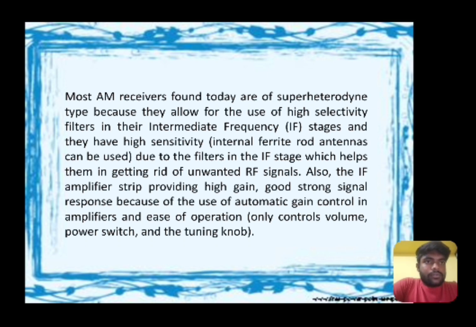Most of the AM receivers found today are of the superheterodyne type because they allow for the use of high selectivity filters in their intermediate frequency stages, and they have a high sensitivity because the internal ferrite rod antennas can be used. So due to these filters in the IF stage, they get rid of unwanted RF signals. Also, the IF amplifier strip provides high gain and a good strong signal response because of the use of automatic gain control in the amplifiers, and the operation only controls volume, power switch and the tuning knob.